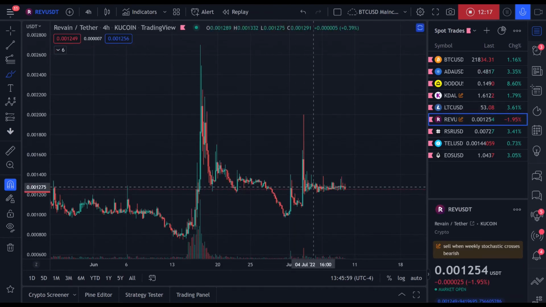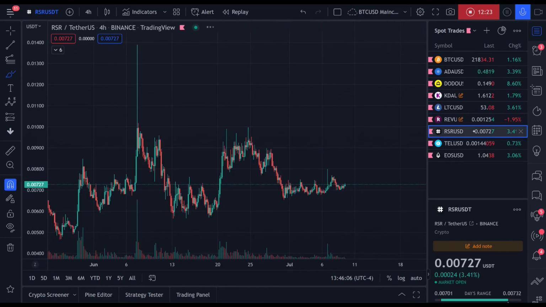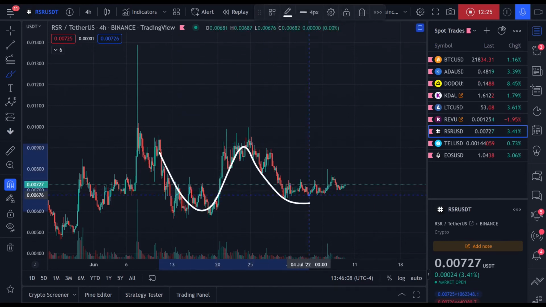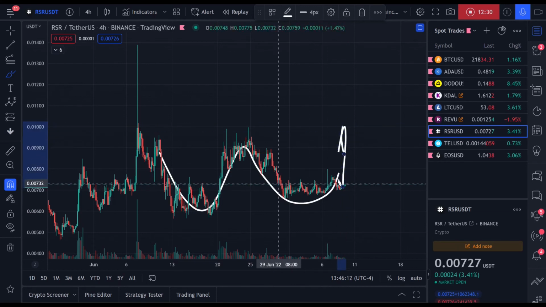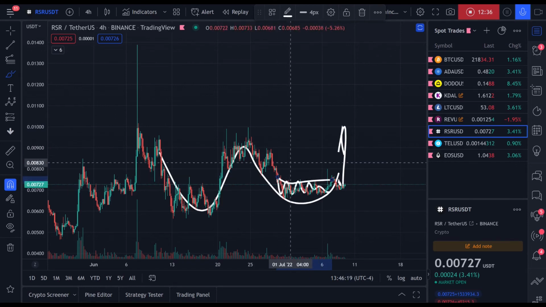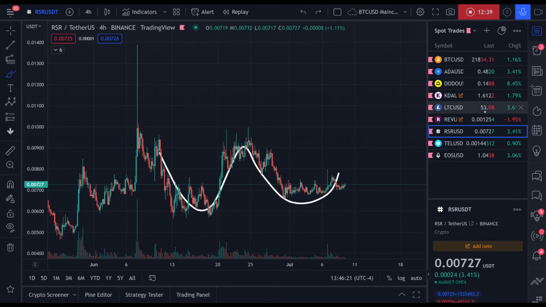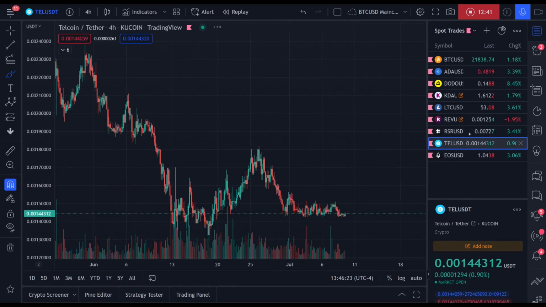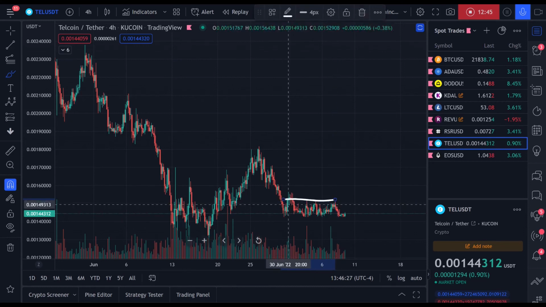Okay, this is less so a W pattern, but you can kind of see this consolidation has been running for quite some time. Reserve Rights still yet to break its resistance right here. It's been in this resistance for quite some time, since the 29th of June. Okay, and then finally, last but not least, Telcoin, same thing. You have a big W pattern and you've been under this resistance for quite some time.